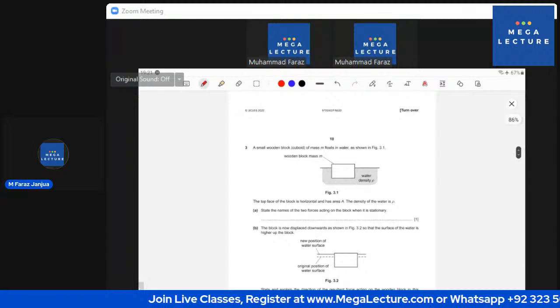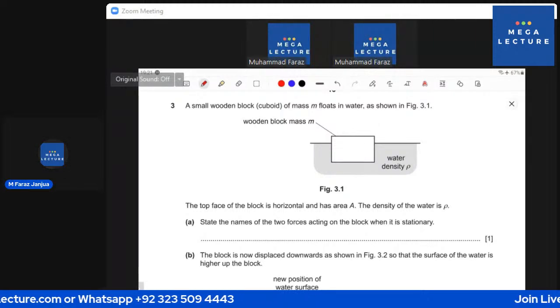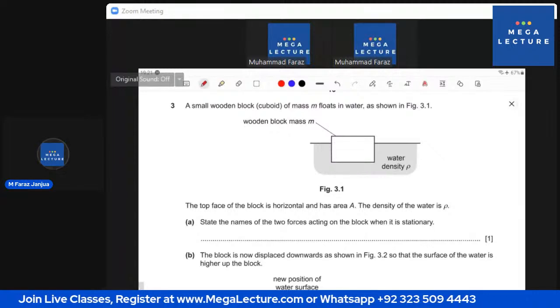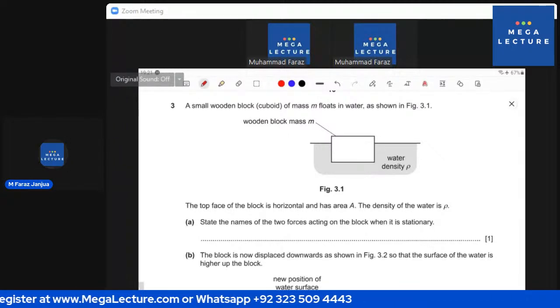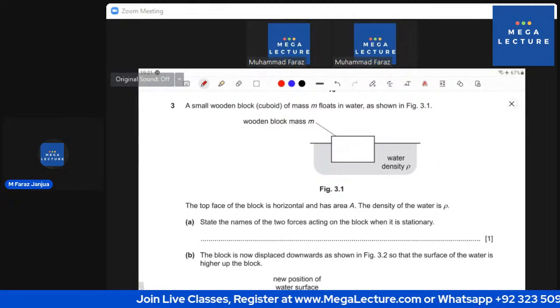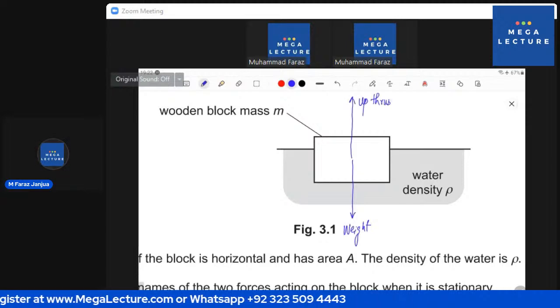Now, a small wooden block, cuboid of mass m, floats in water as shown in figure. The top face of the block is horizontal and has area A. The density of the water is rho. State the name of the two forces acting on the block when it is stationary. One of the forces is the weight of the block. And if it is stationary and floating, it means there is definitely upthrust or buoyant force.